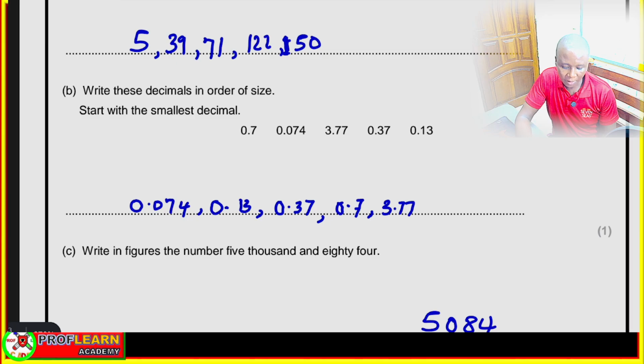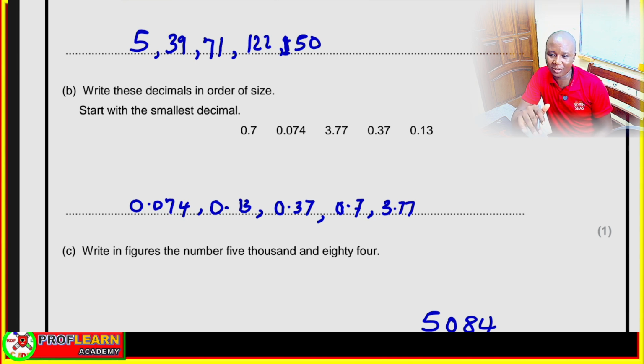Then also here you can be given decimals. You can be given numbers which are mixed as fractions, decimals and percentages. Then you are supposed to arrange them. Make sure you arrange them in the same format. For instance, if they are mixed with fractions and percentages and decimals, ensure you convert them to the right format so that you can arrange them.